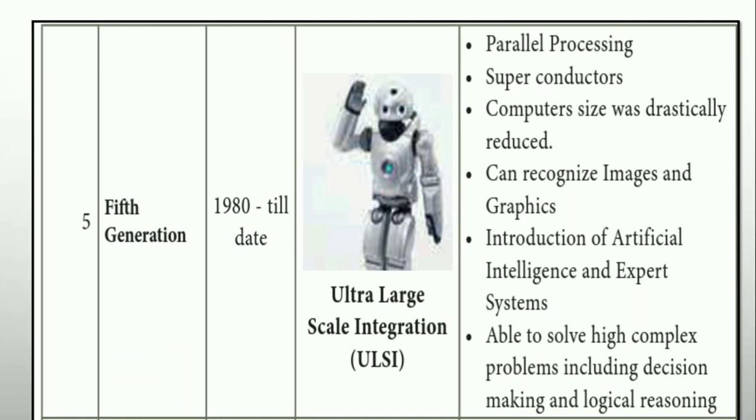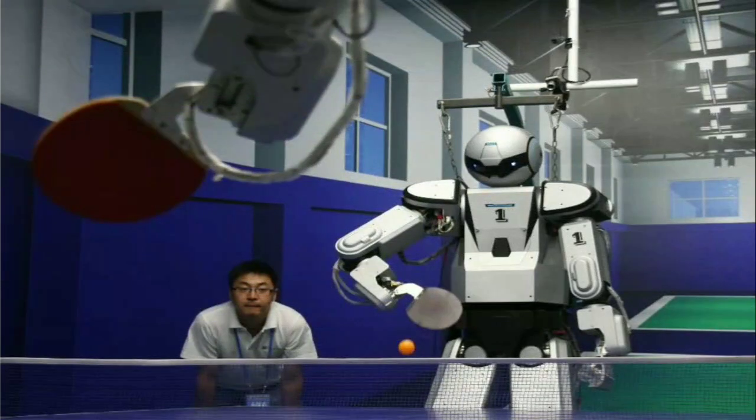And they also introduced parallel processing, and the computers can recognize images and graphics. In this generation they introduced artificial intelligence, and it is able to solve highly complex problems, including making decisions and logical reasoning. Look at the device. Yes, that is a robot. Using artificial intelligence we are able to design robots.